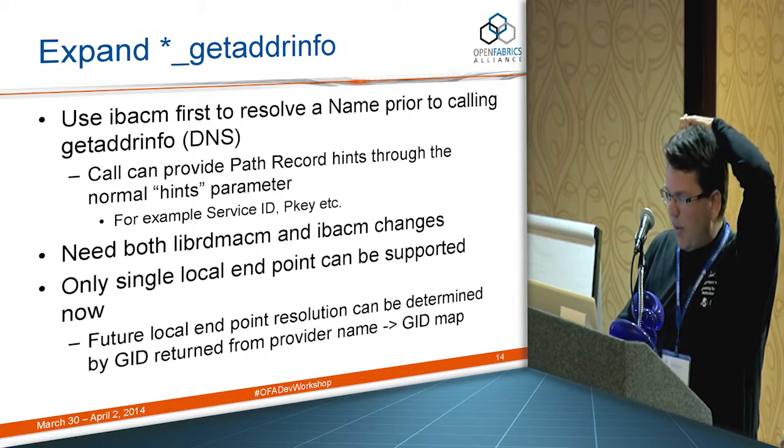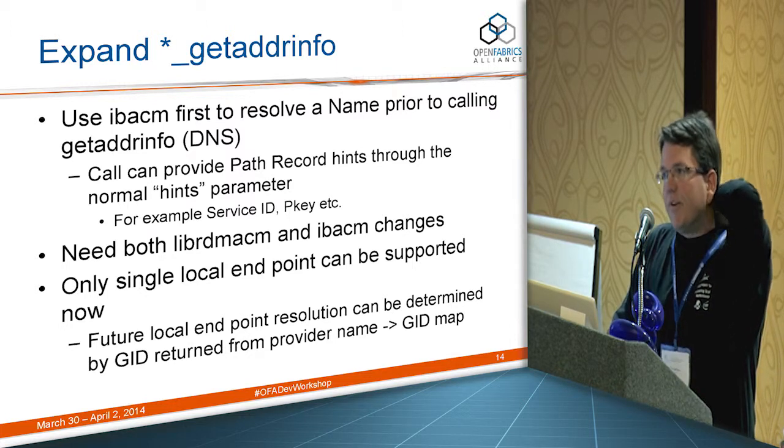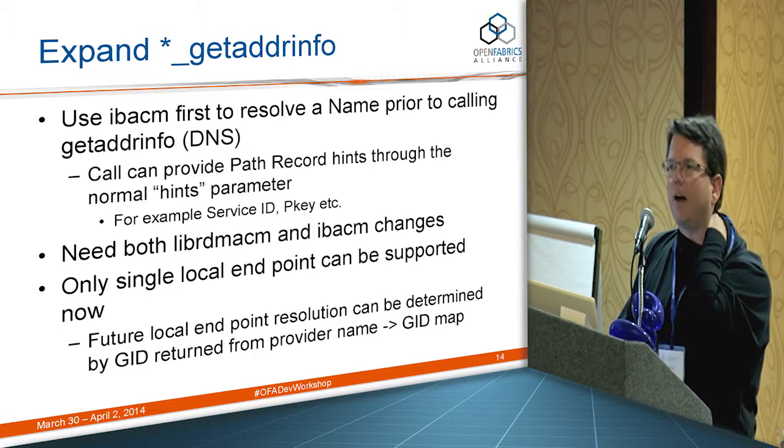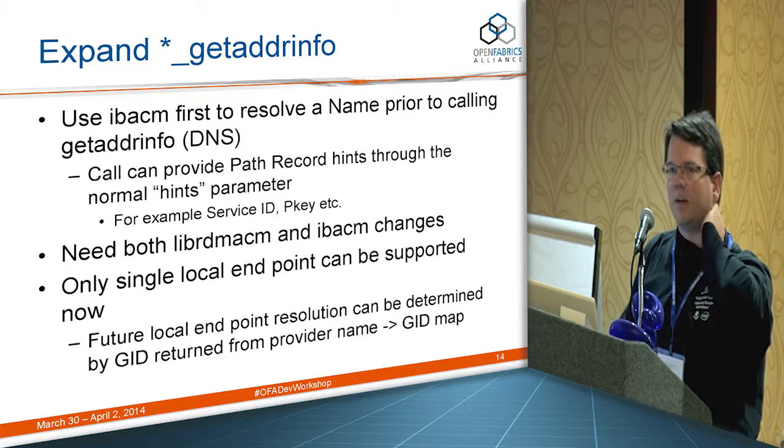Right now in the prototype, only a single local endpoint can be supported. Obviously, we need to figure those solutions out. And part of that is the P key stuff I was talking about before, where you had to kind of know your P key beforehand.